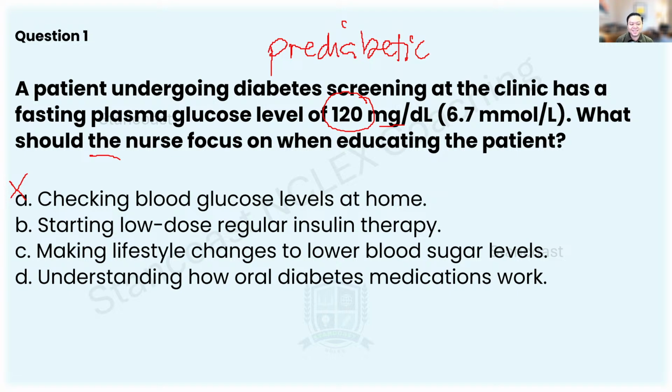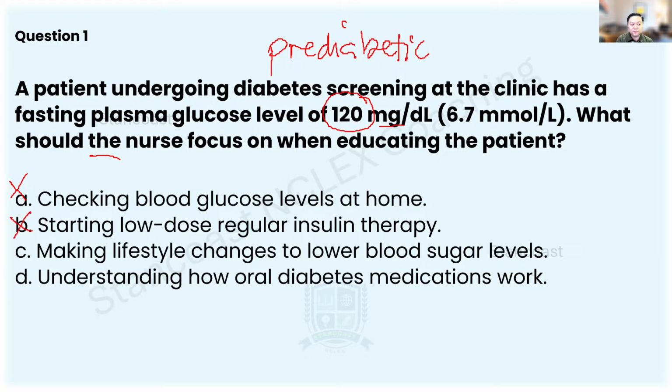All right. What about letter B? Starting low dose regular insulin therapy. Well, as a pre-diabetic patient just being diagnosed right this time, the insulin is typically reserved for those patients with type 1 or those with advanced type 2 diabetes. So this is not our direction of care at this point.